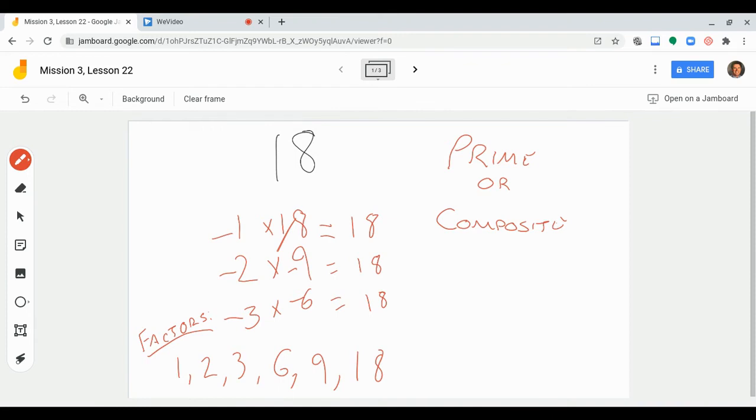So in this case, do I have more than the two factors, more than 1 times 18? Yeah, I have a lot more. I have 2, 3, 6, 9. Those are all different factors. Since I have more than just 1 times 18, this is a composite number. It's not prime, because there's more than one pair of factors. It's composite because of that.